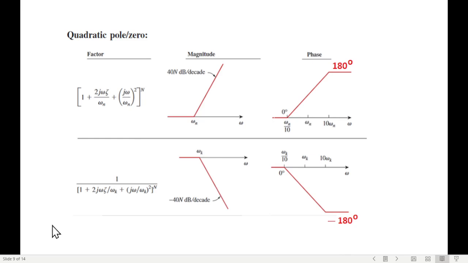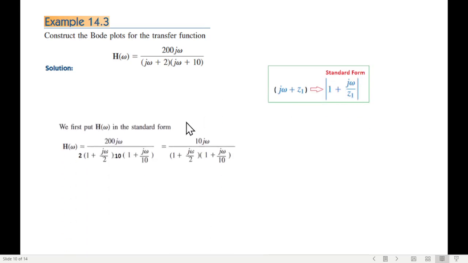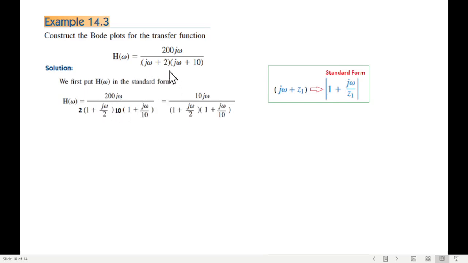Okay, so with this knowledge, now we'll solve an example. We have to construct the Bode plot for this function. So the first thing we need to do is convert this into standard form. So we take 2 common from here, and 10 common from the second one, and 10 into 200 divided by 20 will be 10, and the j omega factor. Now there are 4 things to plot: this constant, this j omega, this pole, and the second pole.